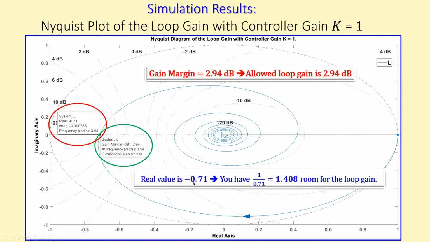And the real value is minus 0.71. That means you have 1 over 0.71, which is approximately 1.408, which is very close to 1.404 as the gain for the loop gain. So we see that the Nyquist plot and the Bode diagram give a similar result for this analysis.